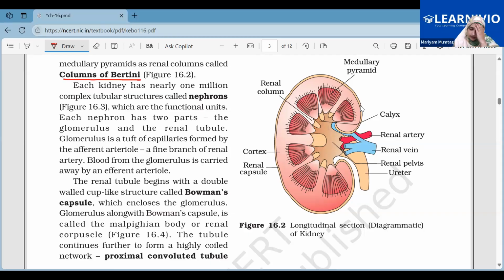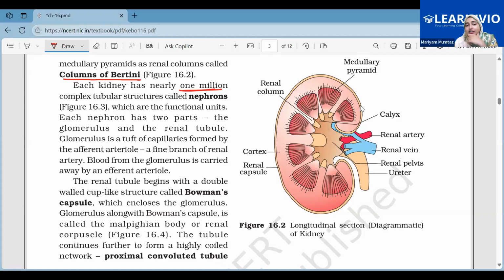Yes, ma'am. Okay. So now inside each kidney, how many nephrons are there? 1 million nephrons, which are complex tubular structures, are present inside each kidney. And just like how the cell is the fundamental unit of life, in the same way the nephron is the functional unit of our excretory system. Okay, so how many nephrons are present in each kidney? There are 1 million nephrons in each kidney.